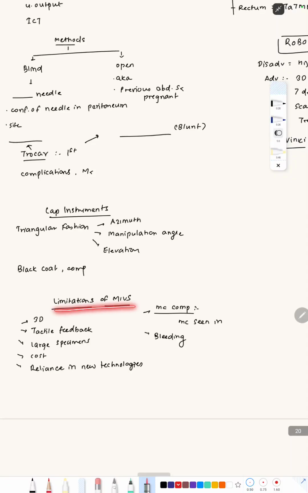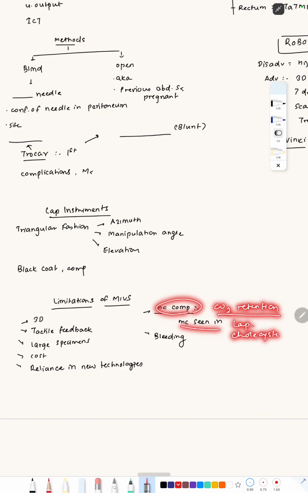The limitations of minimally invasive surgery are 3D vision. We cannot get 3D vision, and tactile feedback is not possible. Similarly, large specimens cannot be excised out. It is high cost, and we have to be reliable about the new technologies. The most common complication, however, is carbon dioxide retention. Now, what happens during carbon dioxide retention, and it is most commonly seen in laparoscopic cholecystectomy.